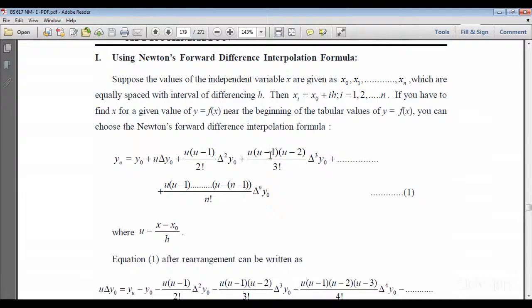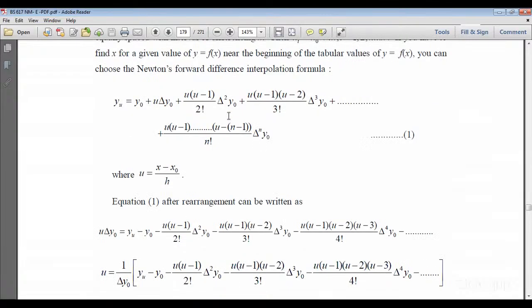They are taking here y0 plus u delta y0, plus u into u minus 1 by 2 factorial, delta square y0, plus u into u minus 1, u minus 2 by 3 factorial, del cube y0, then u into u minus 1, and so on, u minus n minus 1 by n factorial del power n y0. Then u is equal to x minus x0 by h we are taking here. So therefore, we are taking the equation of the rearrangement, punarvinyasam.